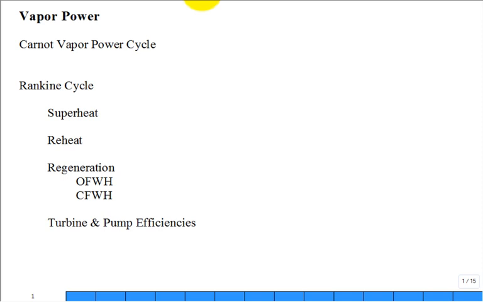So this is our second lecture in vapor power cycles. We spent a lot of time talking about the Carnot vapor power cycle. When you were first introduced to something like the Carnot vapor power cycle, you started with just an empty box, and you started with heat transfer into the system from a high temperature, coming into the system across a boundary at high temperature. So QH coming in at TH.